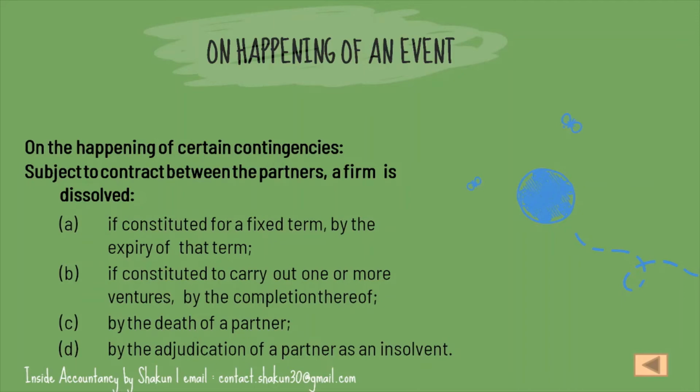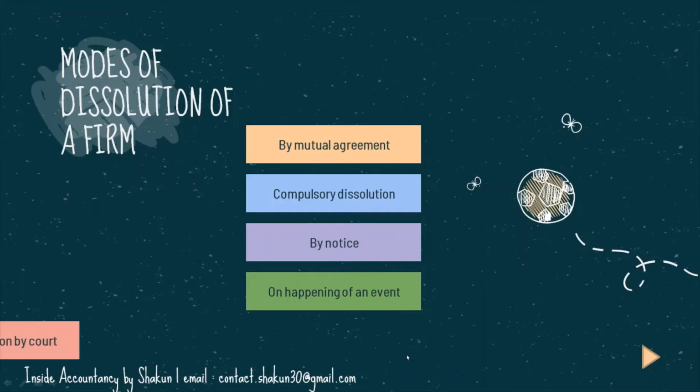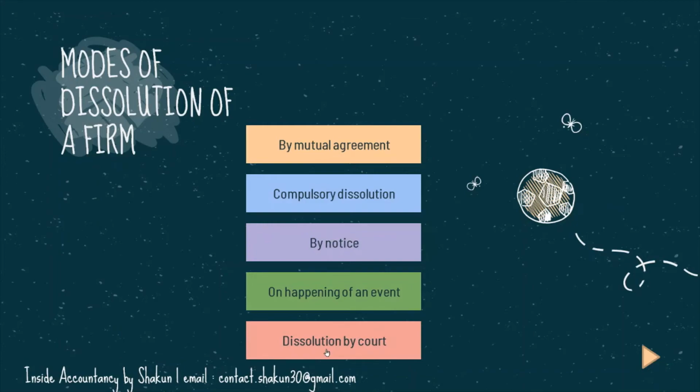Then, by the adjudication of a partner as insolvent. So if one of the partners becomes insolvent, even then the firm may be dissolved. So these are the situations where, on the happening of an event, the firm is dissolved. The next mode is dissolution by court.